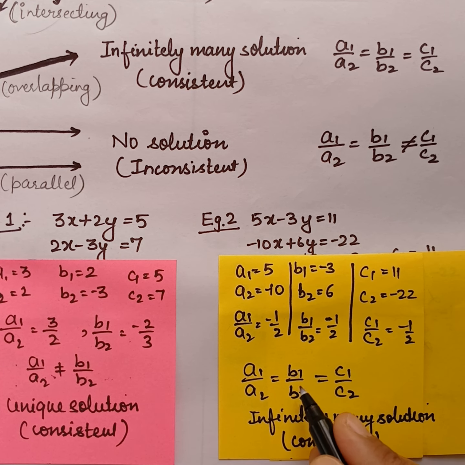If a1 by a2 is equal to b1 by b2 not equal to c1 by c2, then we are going to get no solution.